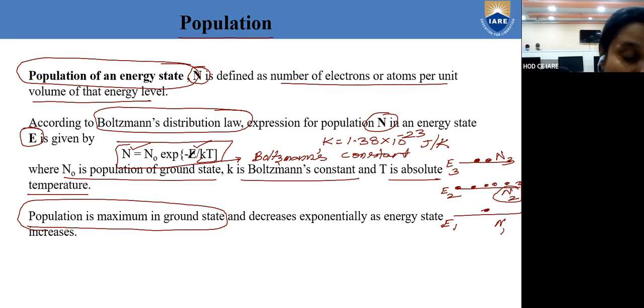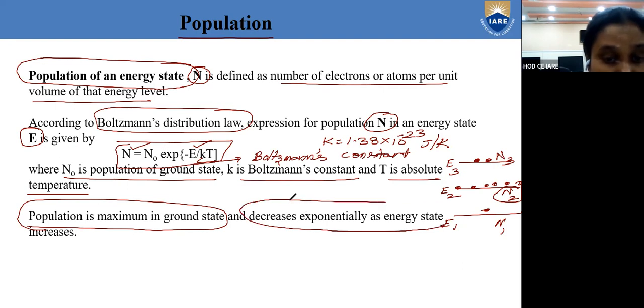It means that as the energy level increases, the population decreases. As the energy of the excited state keeps on increasing, its population will decrease. So what you have to understand here is that population decreases exponentially as energy state increases. This is very important. Generally, if we don't supply energy, population will be maximum in the ground state.